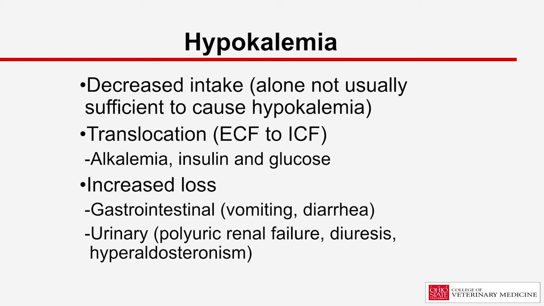Translocation, just the opposite of what we talked about before. So here, alkalemia. With alkalemia, the hydrogen ions come out of the cells, potassium ions go in, and you can get mild hypokalemia. Insulin and glucose. So when you treat that DKA patient with insulin, the potassium goes into the cells as well as the glucose, and you get hypokalemic if you don't supplement. Increased loss. We said in the normal situation, the urinary route of loss is the main way potassium gets out. But if you have a disease situation like vomiting and diarrhea, that can cause sufficient loss of potassium to cause hypokalemia. So on the loss side, you've got to consider both the GI tract and the urinary tract.